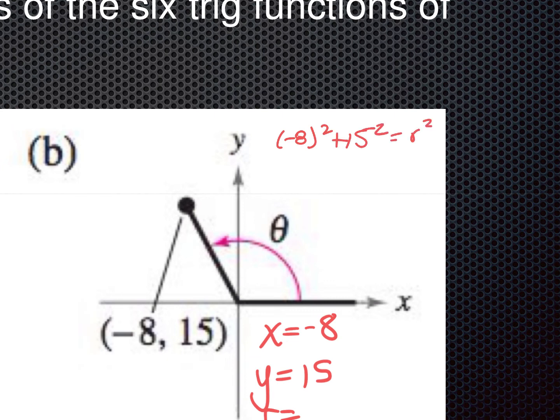So I would just say negative 8 squared plus 15 squared equals r squared. Remember, when you square a negative number, it becomes what? Positive. If you put negative 8 in your calculator and square it, but you don't put it in parentheses, it'll tell you it's negative 64. So just make sure you put it in correctly. But negative 8 squared is 64 plus 15 squared is 225 equals r squared. What's 64 and 225? 289? Okay, so 289 equals r squared.